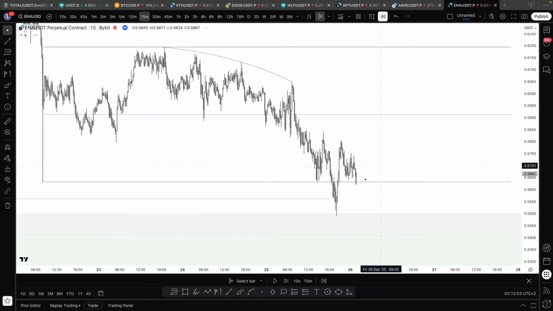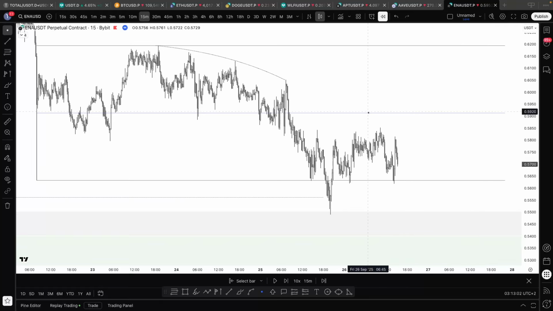I was waiting for better time displacement, for a potential long right here. And what do we see? Because this is very important. You see this all the time.